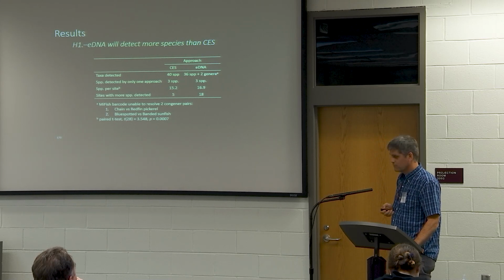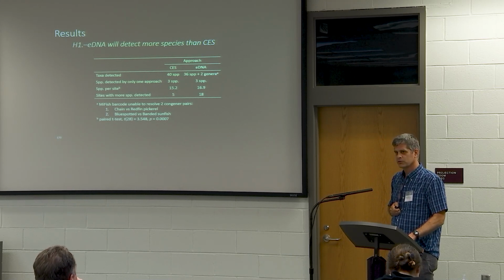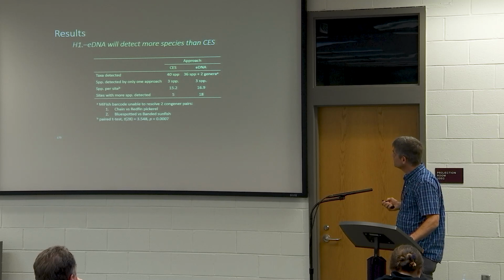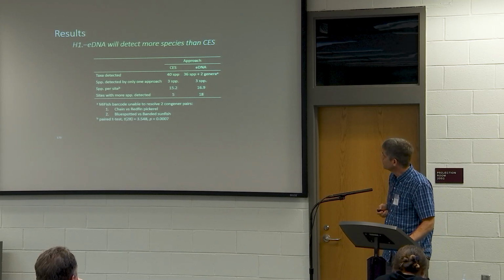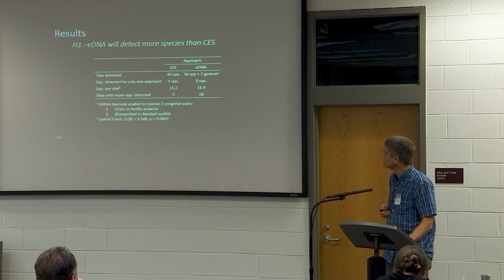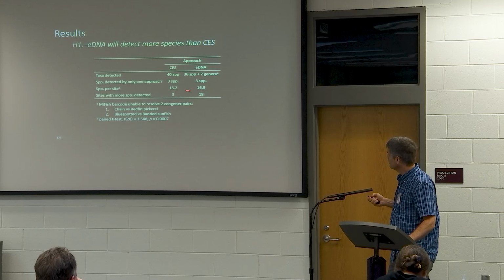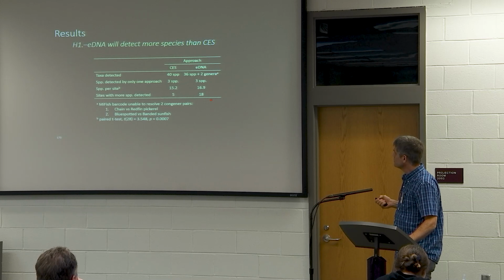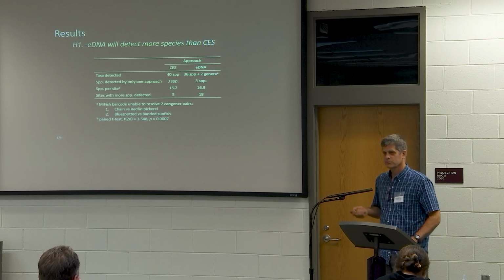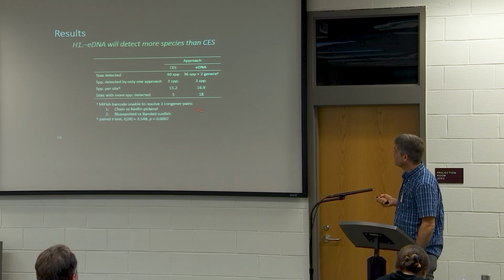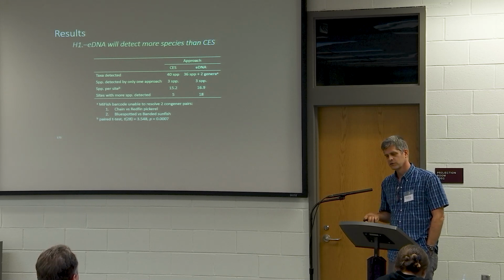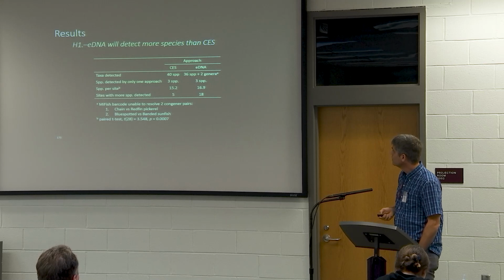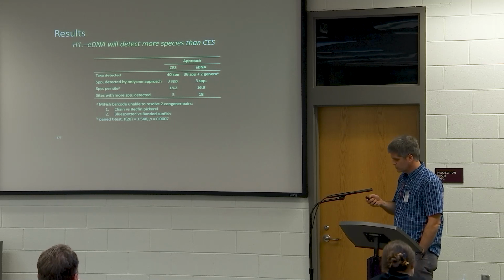And then if you look at the average number of species that were detected per site, we saw that eDNA detected almost 17 species per site and electrofishing about 15 species. And that was a significant difference. And then the flip side of that is how many sites had more species detected by each method. So 18 of the 29 sites had more species detected by eDNA, and 5 of the electrofished samples had more species detected by electrofishing.